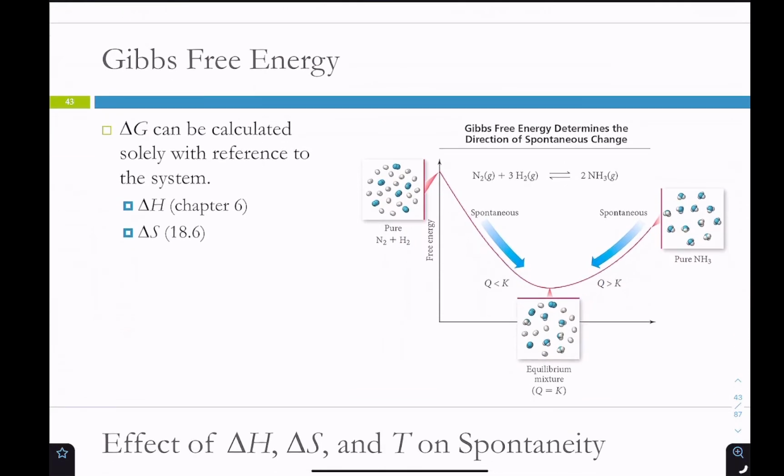So delta G can be calculated solely now with reference to our system. We can use, which you should have gotten in Chapter 6, and even a little bit in Chem 20, enthalpies of reactions, standard enthalpies. So if you have a chemical reaction, there are standard enthalpies, and you can calculate by combining standard enthalpies to get overall enthalpies of reactions and get delta H. And then we can also get delta S, as we calculated delta S just based on the change in energy, and we're going to get something better than that for delta S.